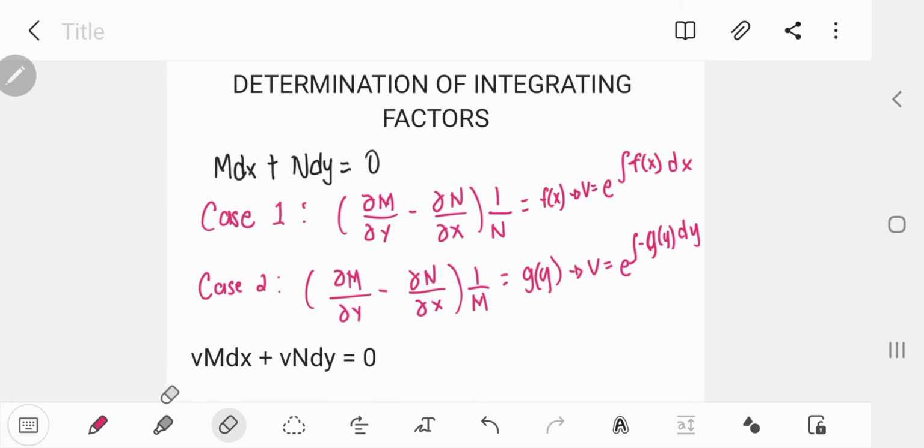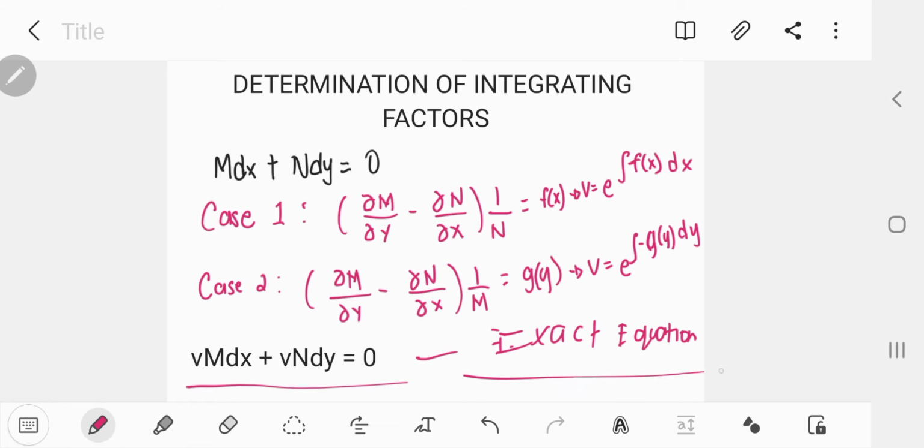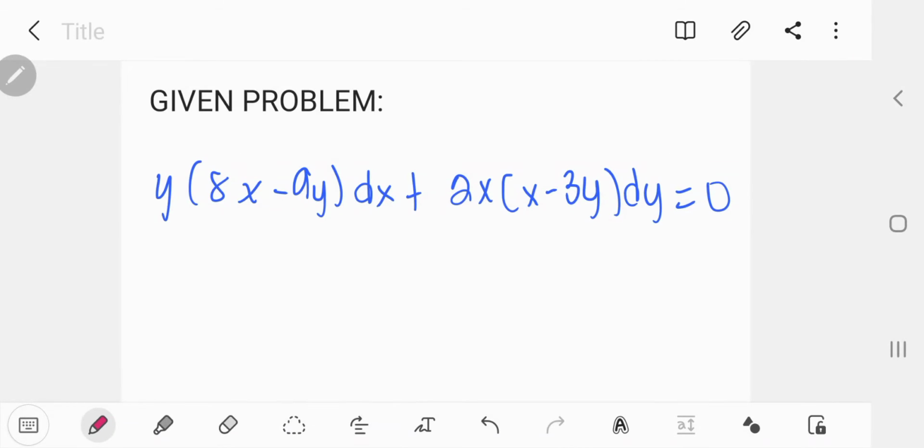And now we have the formula for the exact equation. The formula is b M dx plus b N dy is equal to 0. And now let us proceed to the given problem.